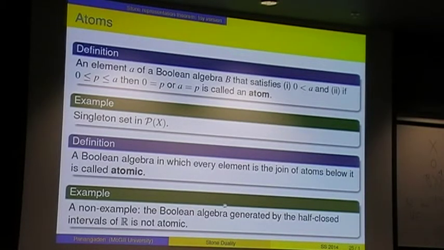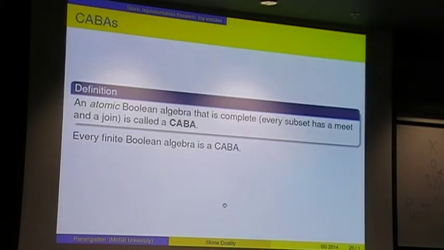So a non-example is that if you take the Boolean algebra generated by the half-closed intervals, you get a non-atomic Boolean algebra. But if I take some discrete set, or any set, and look at its power set, that's going to be atomic because, as I said, the singletons are atoms. And certainly any set is the union of the singletons that it contains. Okay? So these atomic Boolean algebras are particularly nice and simple.